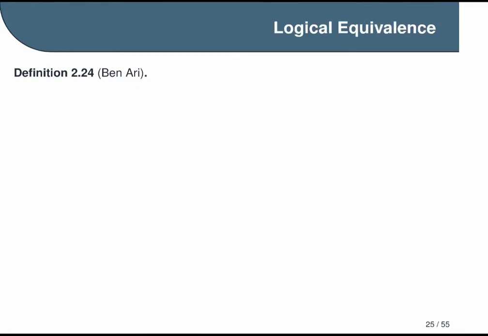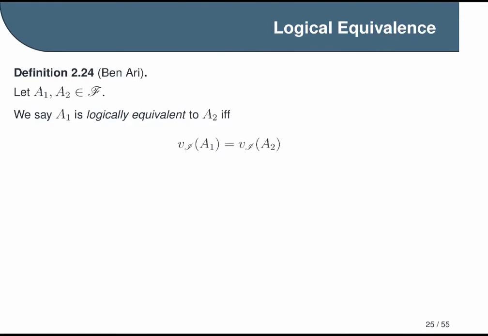Now that we have a way of defining truth values of formulas, we can also say whether two formulas are equivalent to each other. And this is a very useful thing to be able to do when we're simplifying expressions or transforming them for some purpose. The definition of logical equivalence of two formulas is very simple. If we have two formulas, A sub 1 and A sub 2, then we say these two formulas are equivalent if and only if they have the same truth value under all interpretations.